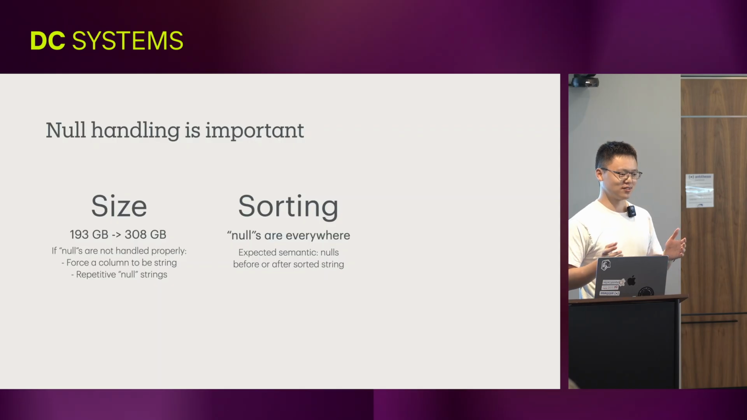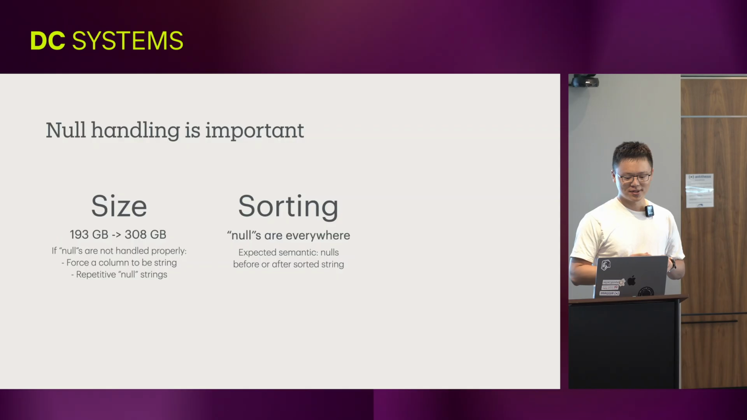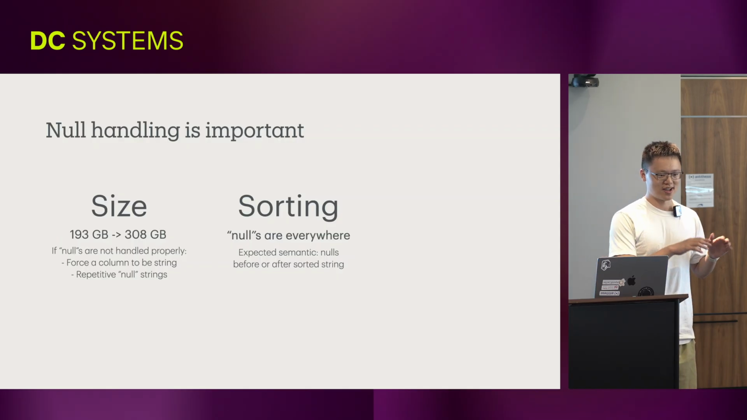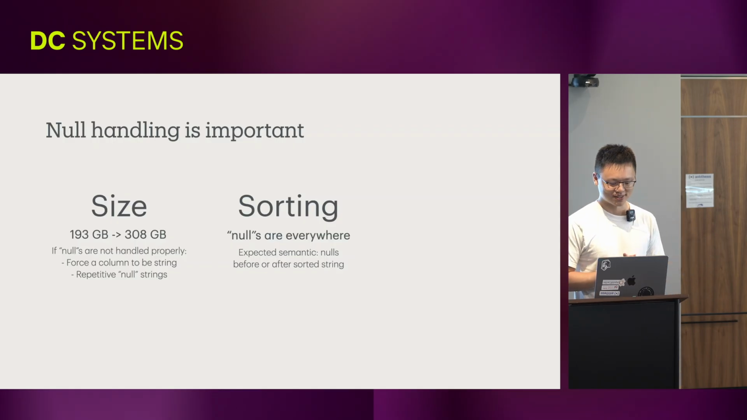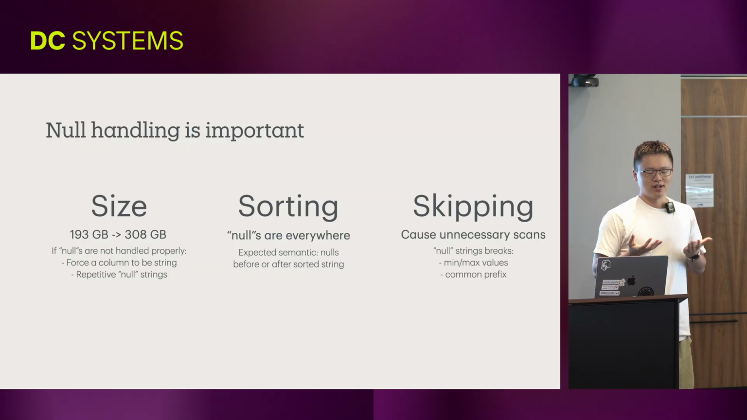Most of the time we want nulls to appear first or last in the sorted string array. But if the nulls are actually null strings, then they can appear everywhere in the sorted array. So it breaks the null semantics. And lastly, it also causes unnecessary scans.